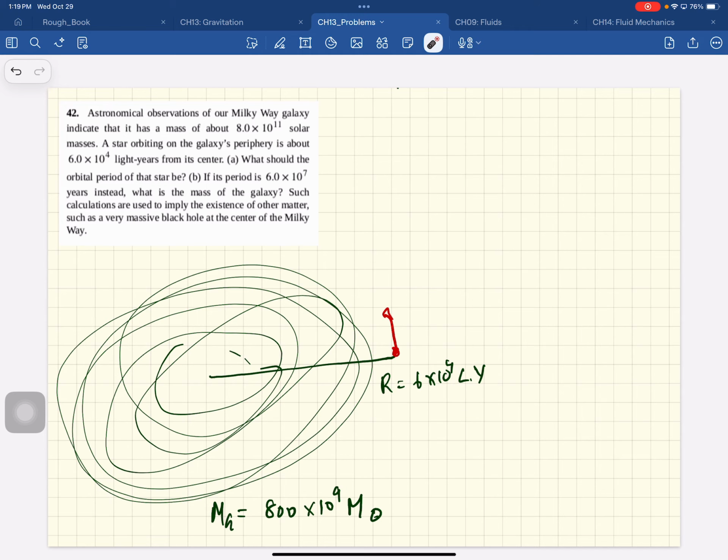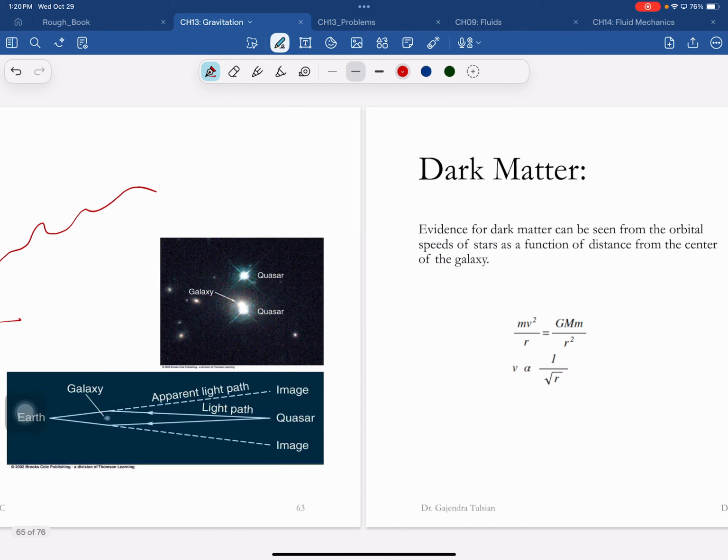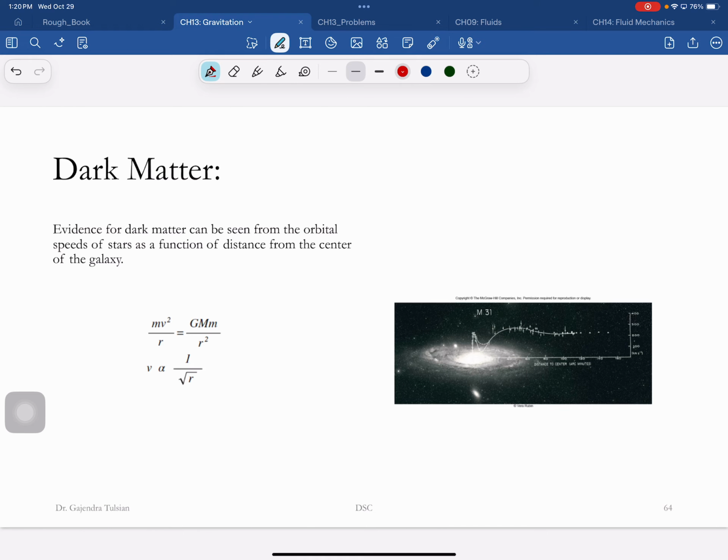Okay, so astronomical observations of our Milky Way galaxy indicate that is the mass. A star orbiting at this radius, what should the orbital speed of this star be? Okay, so we'll calculate the orbital speed of this star. So we know the mass, and let's calculate the orbital speed. So again, we can apply this formula again. So the orbital speed is the square root of GM by r.